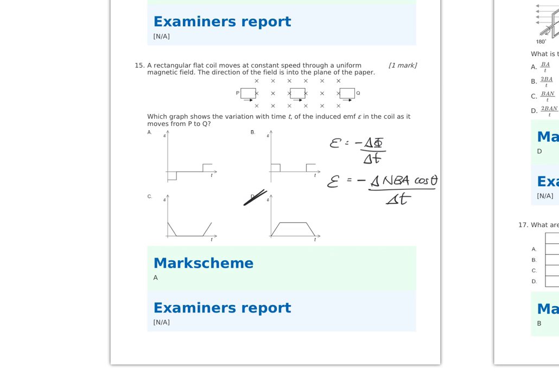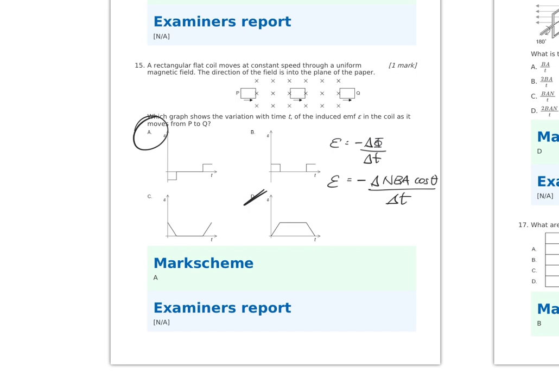Now, it's kind of like which of these things is not like the other. B has a positive EMF in the beginning and in the end. C also has a positive EMF in the beginning and in the end. C is more gradual, B is sudden, but A has a negative EMF and then it has a positive EMF. And the answer is actually going to be A, and it's not just because that's what the mark scheme says.